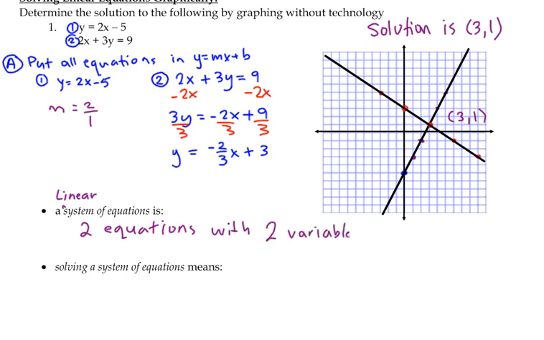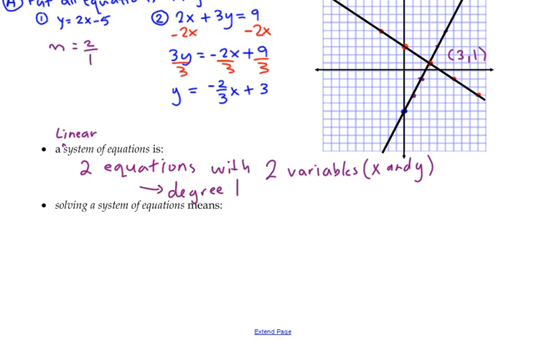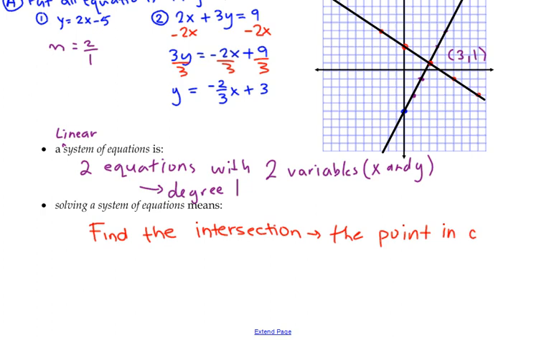And those variables are usually x and y, right? And the equations have to also be degree 1. So 2 degree 1 equations with 2 variables. The whole unit, we're always making two equations with two variables. Every time. Two equations, two variables. What does it mean to solve a system then? Find the intersection. The point in common with both lines. It's a point that's on both lines, and they share. Easy enough?